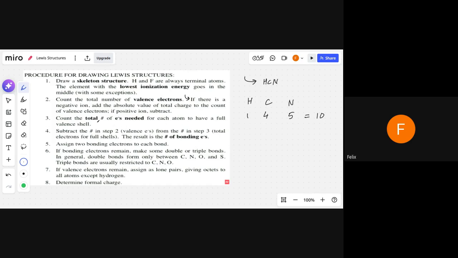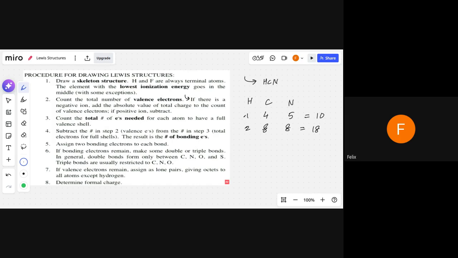So you can change this by saying: count the total number of electrons that can be accommodated for each atom to have a full valence shell. Hydrogen can handle 2 electrons in its first shell. Carbon can have a total of 8 electrons. The maximum number of electrons carbon can have in its outer shell is 8, and the same is the case with nitrogen. So 8 and 8 is 16, and 2 is 18. So we have 18 total electrons needed for each atom to have a full valence shell. I hope this is clear.